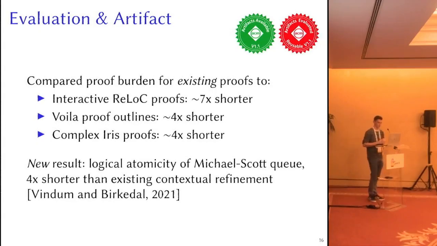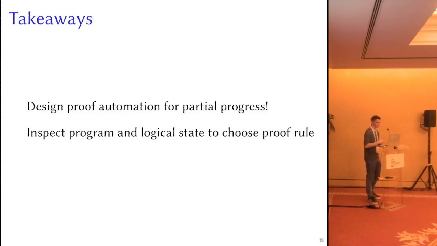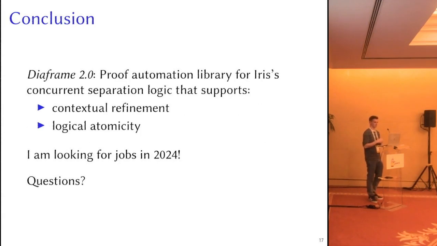So what I want you to take away here is: if you're doing proof automation in a setting where proofs are really hard and you cannot completely solve them all the time, design proof automation that can make good partial progress. A way to do this is by designing proof rules that don't look just at your program, but also look at the logical state in order to determine a good way to continue. With that, that's the end of my talk.